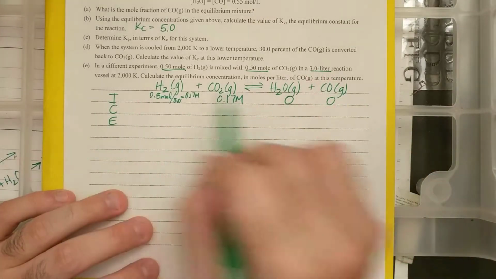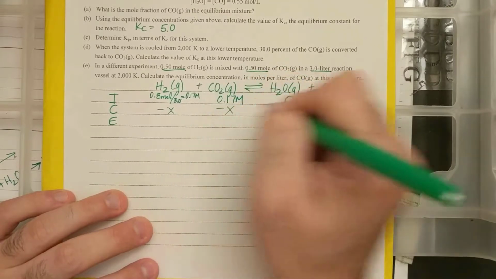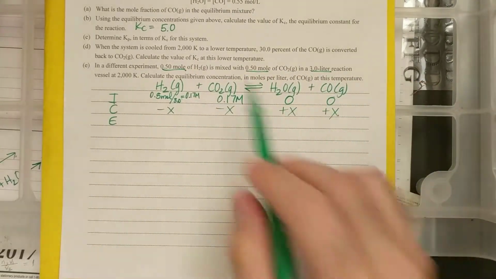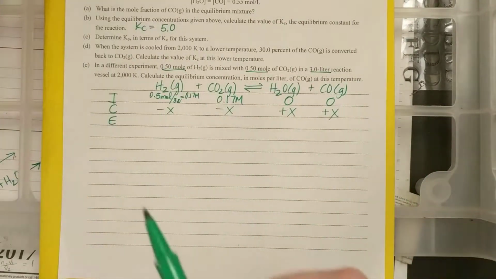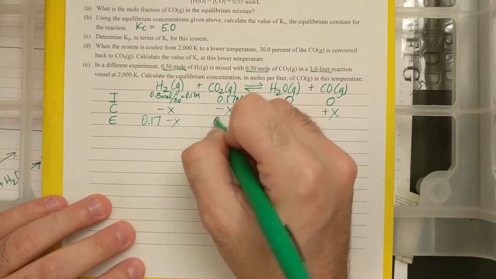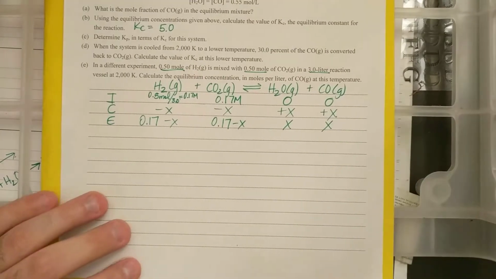My change then, everything is a 1 to 1 to 1 to 1 mole ratio. So minus x, minus x, plus x, plus x. And I know that products are being made because my Kc is greater than 1. So products are being formed. And then at equilibrium, it would be 0.17 minus x, 0.17 minus x, x, and x.